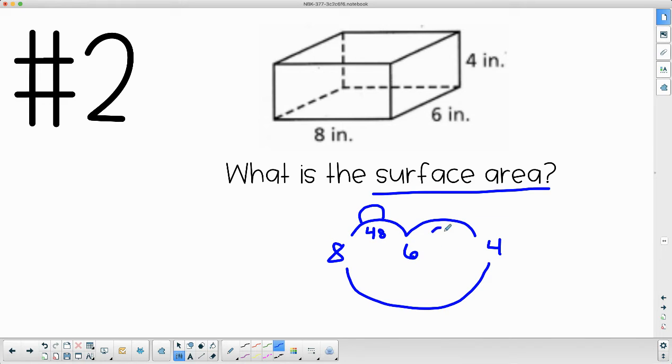6 times 4 is 24. And we want to double that bubble and put that answer here. Then 8 times 4 is 32. Make the tongue and double the bubble. Put your answer here. Then you'll take all 3 of your doubled bubbles and you're going to add those numbers together to get your answer in units squared. So we just covered, remember the frog jumps and touches all of the sides.